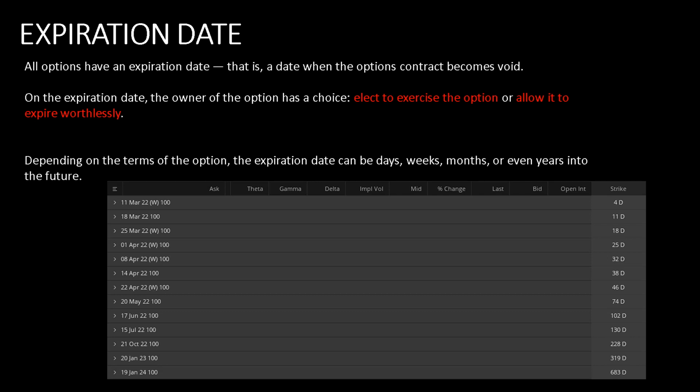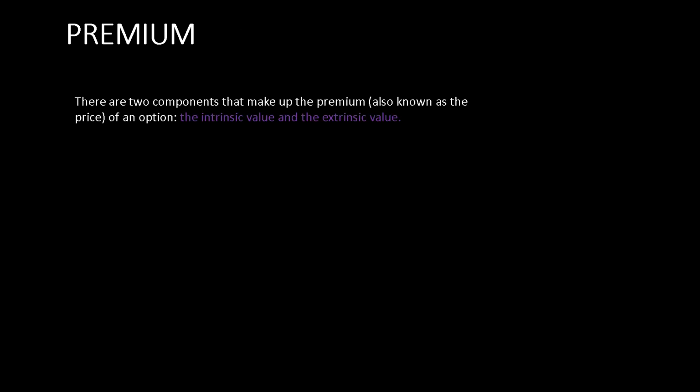And if the opposite was true, if you sold a call and the price started to rise, you could purchase that right that you sold earlier back before you lose any money. Now, depending on the terms of the option, the expiration date can be days, weeks, months, or even years into the future.